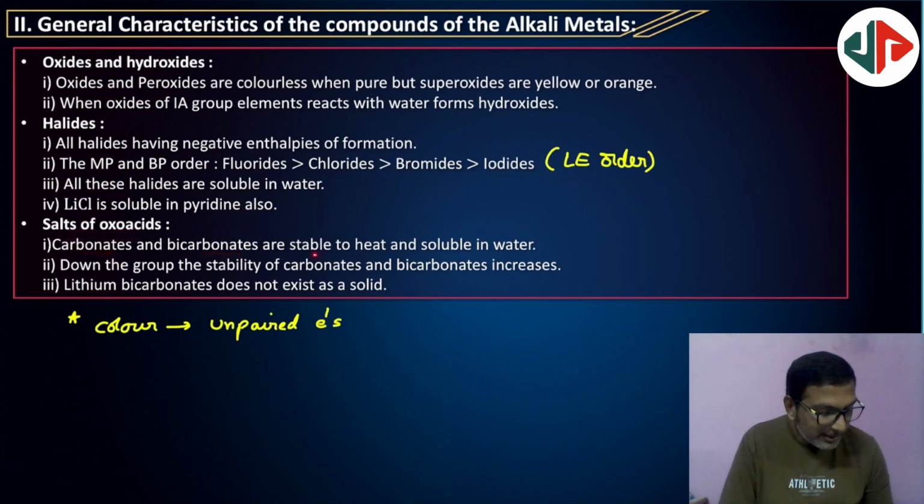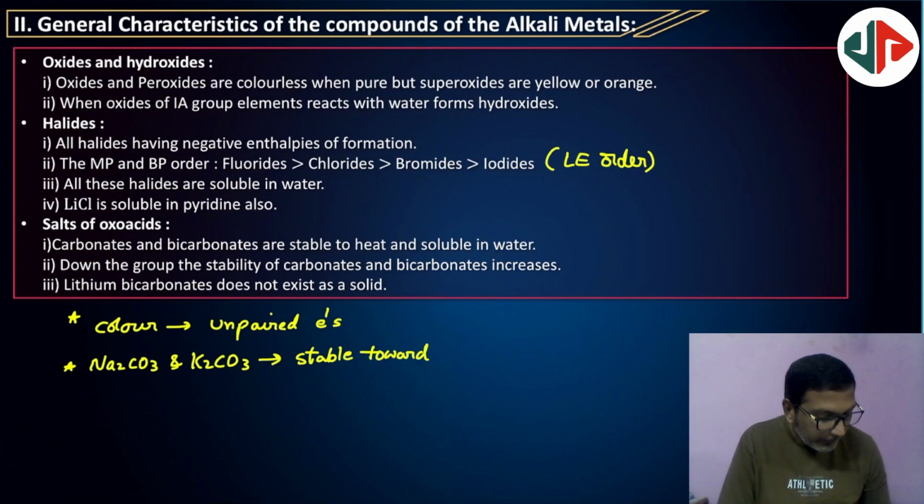Carbonates and bicarbonates are stable towards heat. Carbonates, Na2CO3 and K2CO3, are stable towards heat. That means thermally stable, and stability increases down the group. Down the group, stability of carbonates and bicarbonates increases. The most commonly used carbonates are sodium carbonate and potassium carbonate. There is no effect of heat on Na2CO3, K2CO3. Thermally stable.